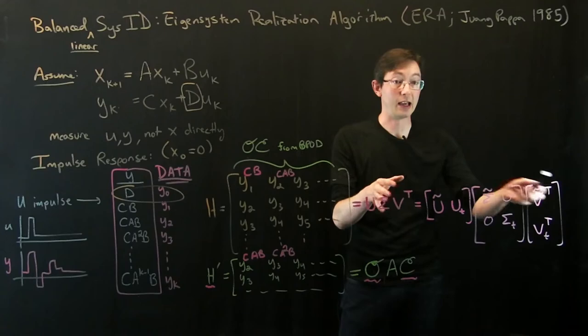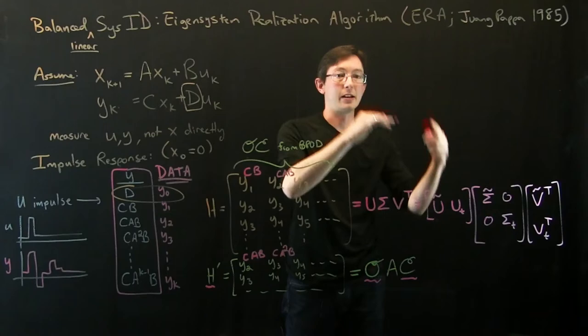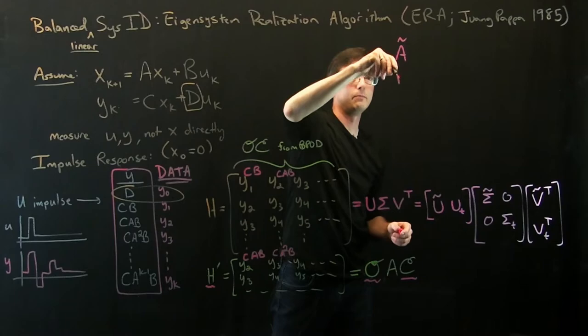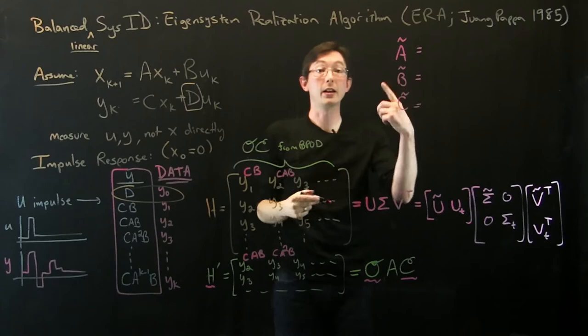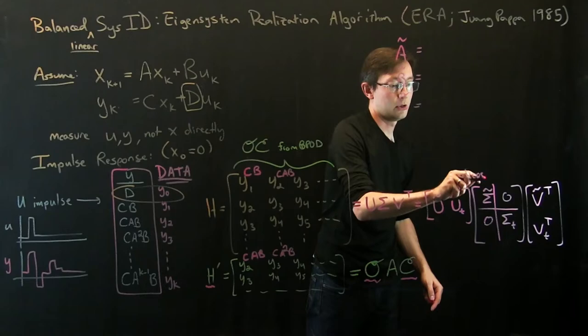Okay, so now I have all this stuff. I'm going to build my model, and my model is going to be A tilde, B tilde, C tilde. This is going to be a rank R model. So I'm going to choose this truncation. I'm going to choose R based on sigma.